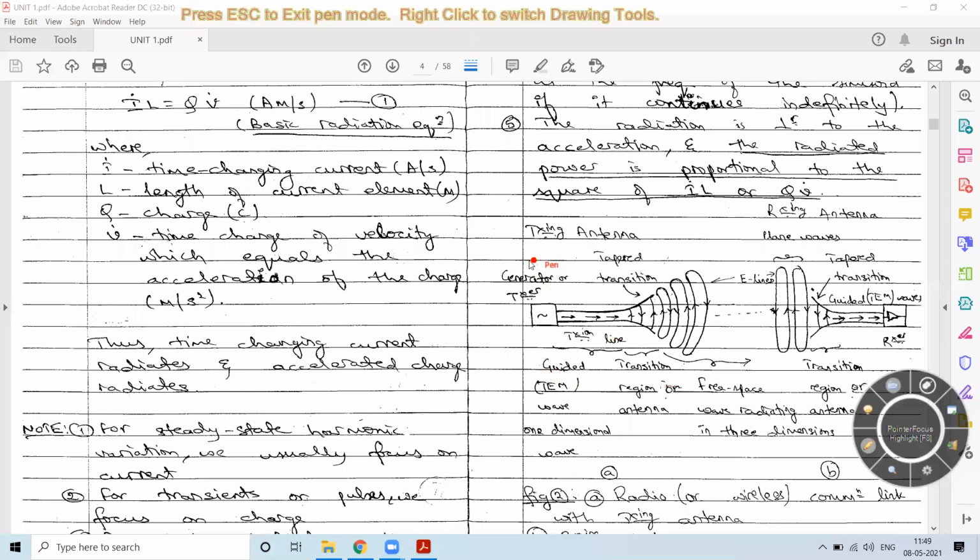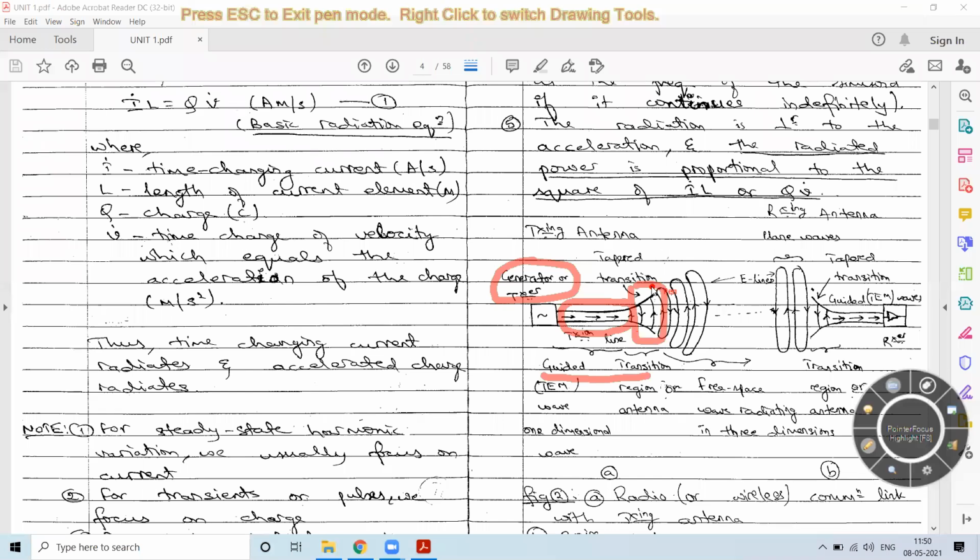In this we have a transmitter section which has a generator. Then you have a waveguide, or the transmission line, which will carry the guided waves, and then you have a tapering end which is represented over here. This tapering end represents the antenna part.